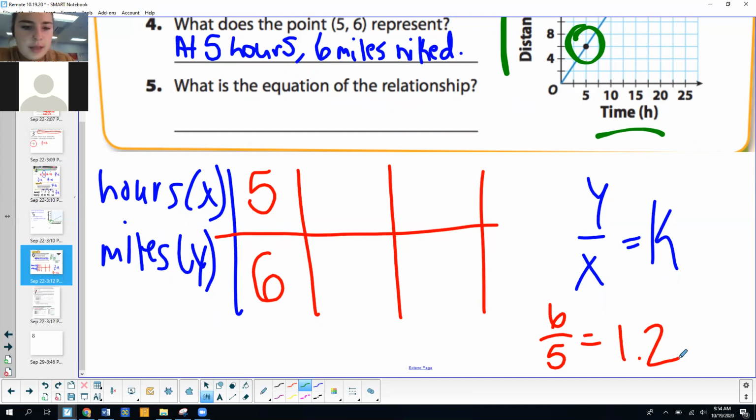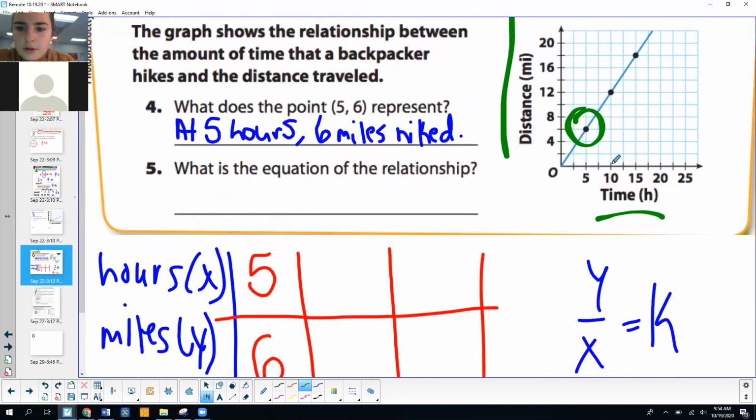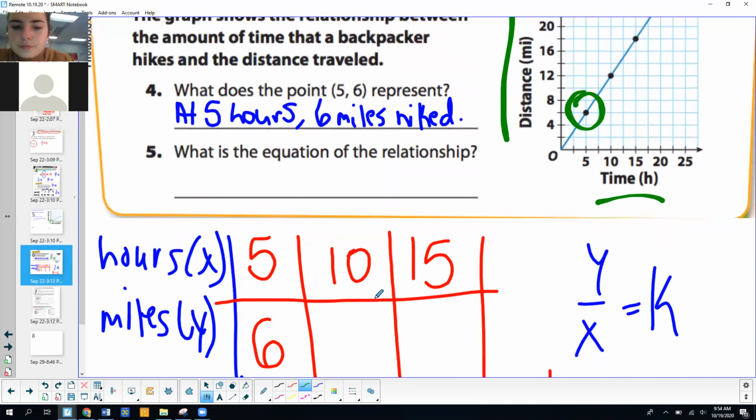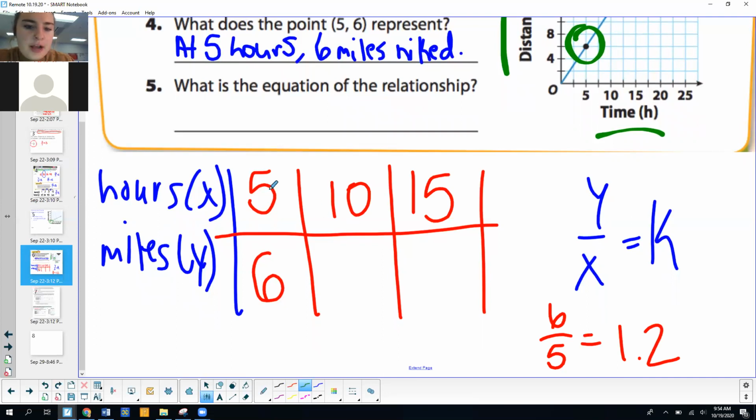So this means that if I wanted to fill out the rest of the table, and I can look at the table also. So this says for every 10 hours, 15 hours, they're going to be changing. So 5 times 1.2 equals 6. So 10 times 1.2 equals 12. 15 times 1.2 equals 18.